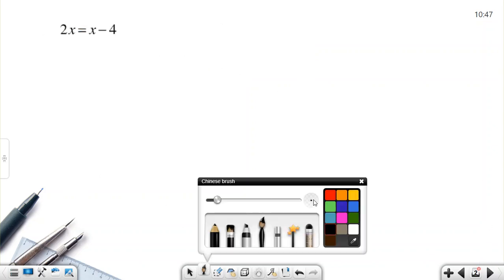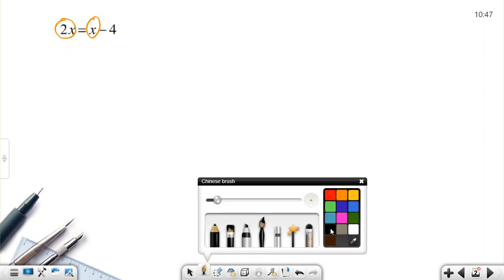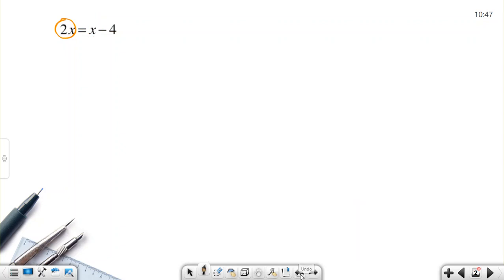As you see, we have variables on two sides. There is a 2x, 2 times x, and on the other side there is only x as a variable. So how can I solve this equation? To solve this equation, I need to take the x to one side of the equation, because my target is writing x equals something.